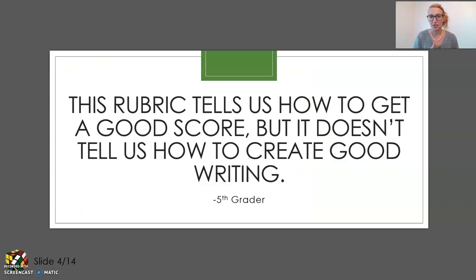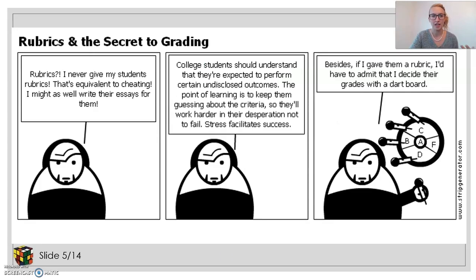One of the common things we hear from students is that this rubric tells us how to get a good score, but it doesn't tell us how to create a quality assignment. In this case, this fifth grader said good writing. When we think about rubrics as the secret to grading, sometimes we have this idea that we're not going to give students rubrics. That's not really fair. That's cheating. That's not letting them really use their creative potential, and it's just telling them exactly how to do the assignment. But it should tell them exactly how to do the assignment.